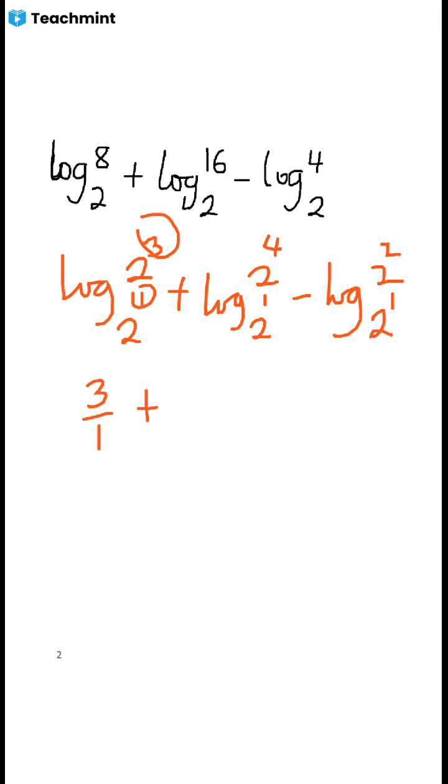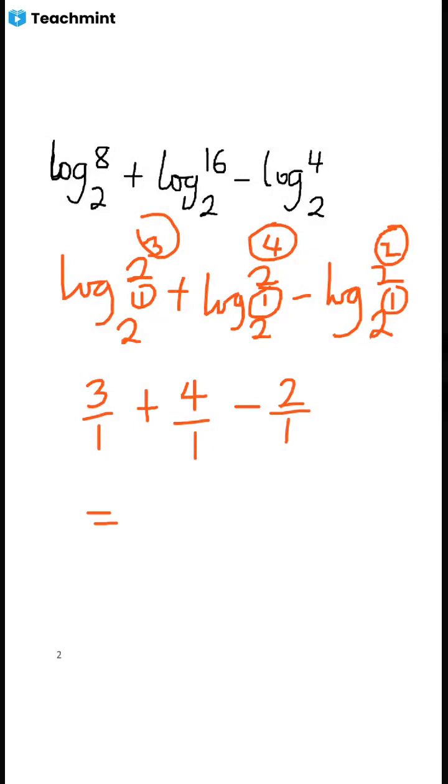Plus the power of this, 4, and the power of this, 1. So that's going to be 4 over 1. And you can see the remaining one is log 2 base 2, that is 1. Don't bother to put that. Minus the power of this is 2, the power of this is 1. Minus 2 over 1. So now 3 plus 4, 7. 7 minus 2, that's 5. You see, we still get our answer.